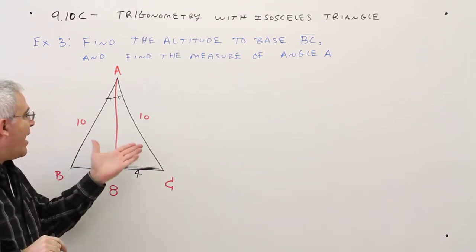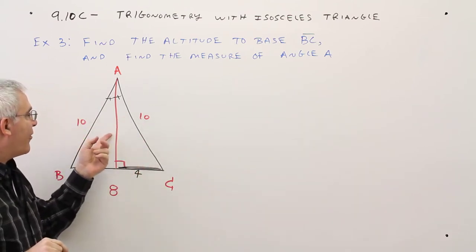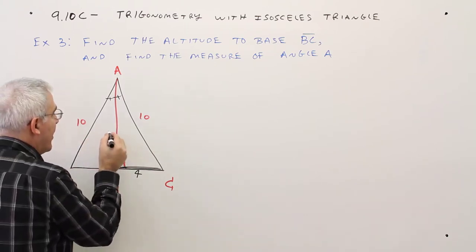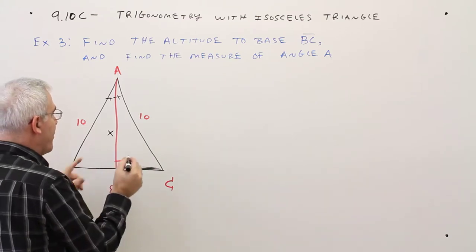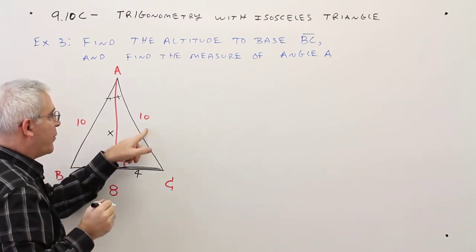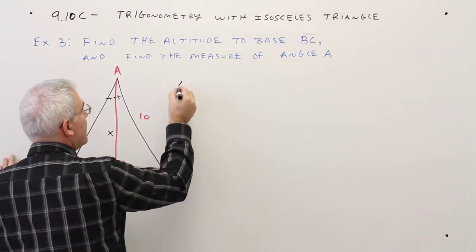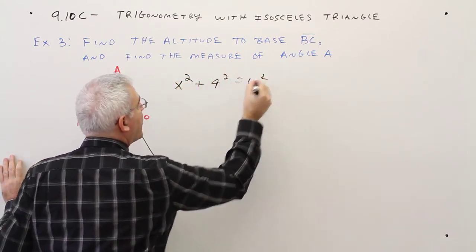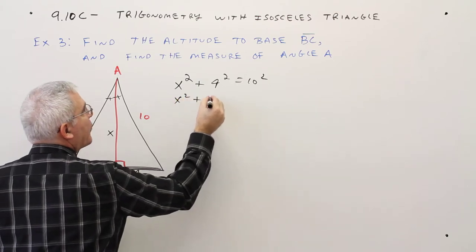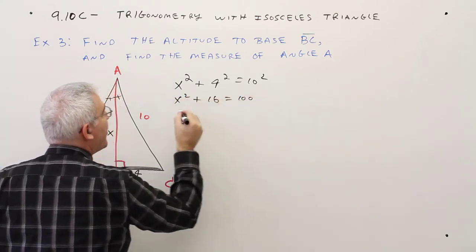Okay, well now I could just simply use the Pythagorean theorem. I'll call this x over here to find that height. All right, so leg squared plus leg squared equals hypotenuse squared. X squared plus 4 squared equals 10 squared. X squared plus 16 equals 100.